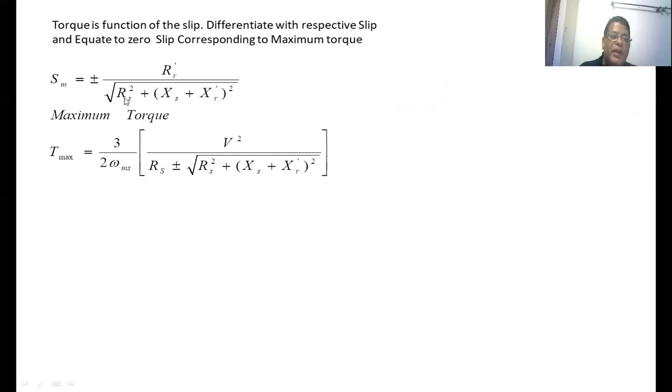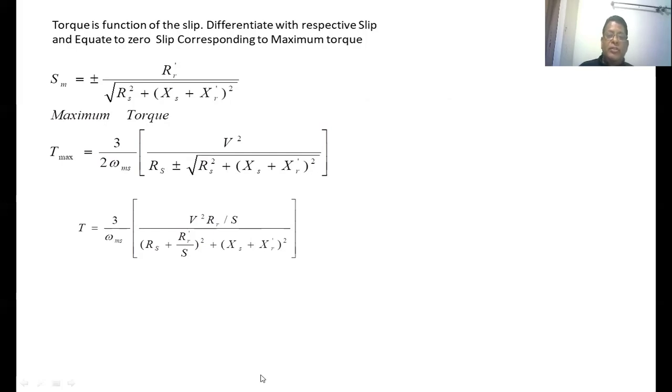If you substitute this value in the torque equation, in place of slip, we get the maximum torque developed in an induction motor. This is the expression for the maximum torque: 3 by 2 omega ms into V squared by Rs plus or minus square root of Rs squared plus (Xs plus Xr') whole squared.